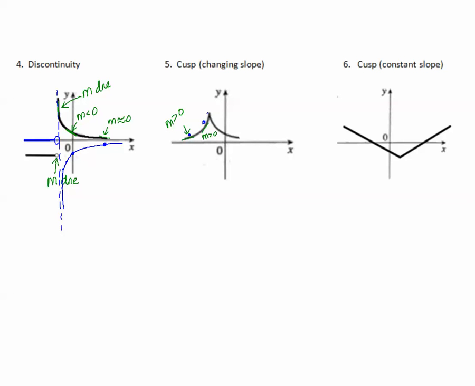Now at this point where there's a cusp, remember the slope does not exist. But if it's a changing slope where it looks like it's getting steeper and steeper, that means that we're going to have something like an asymptote. Now coming from the other side, what do the slopes look like? Here, the slope is less than 0, negative. Here, the slope is less than 0 again, but not as negative as it was here.